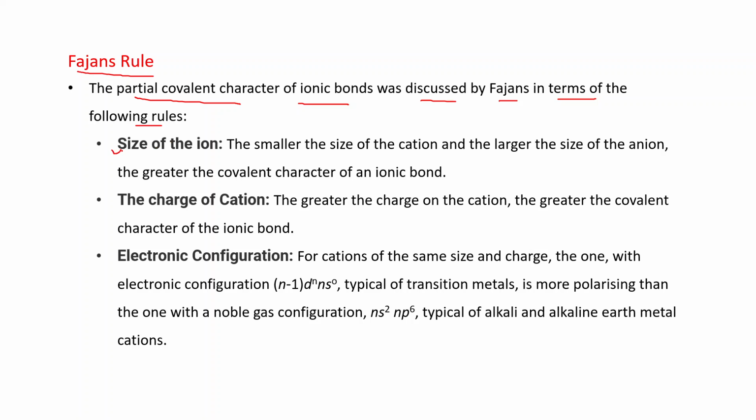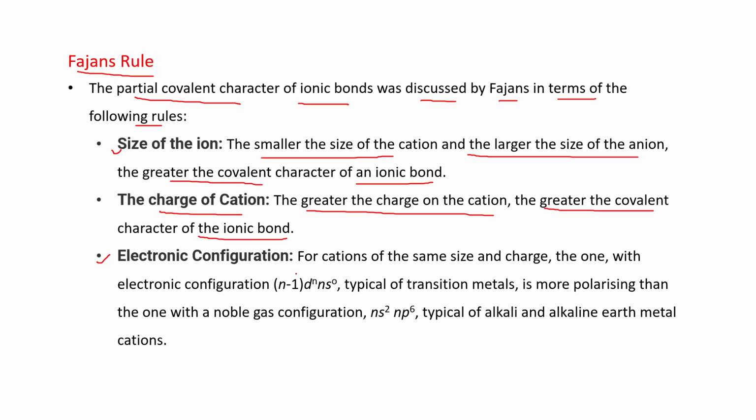First one is the size of the ion. The smaller the size of the cation, and the larger the size of the anion, the greater the covalent character of an ionic bond. The charge of the cation. The greater the charge on the cation, the greater the covalent character of the ionic bond.